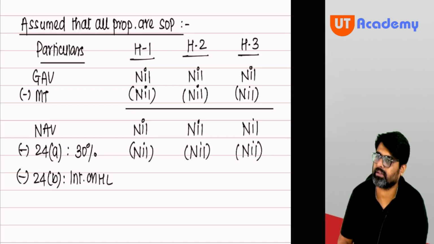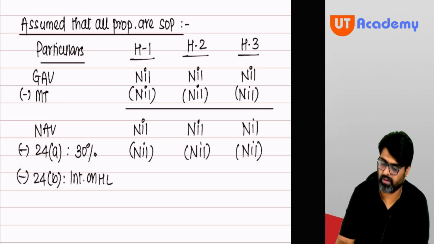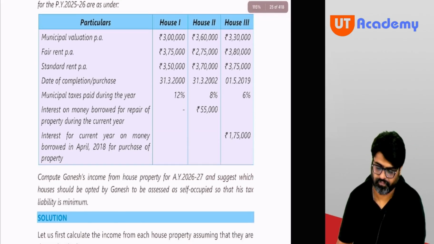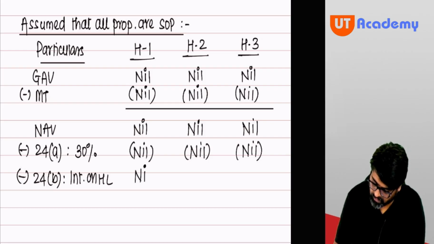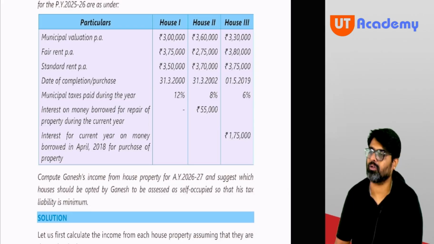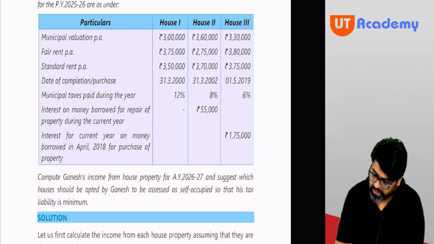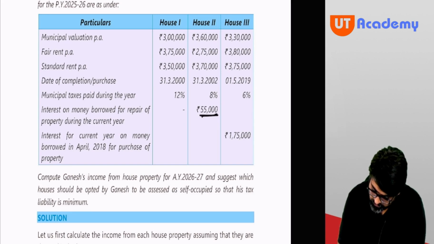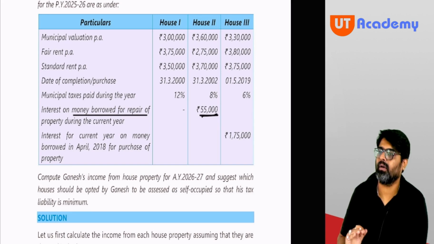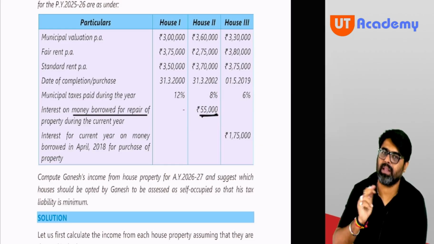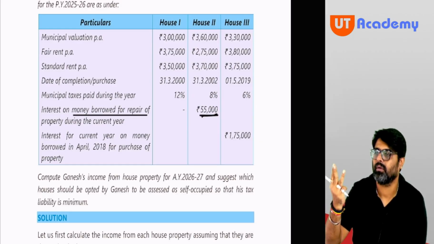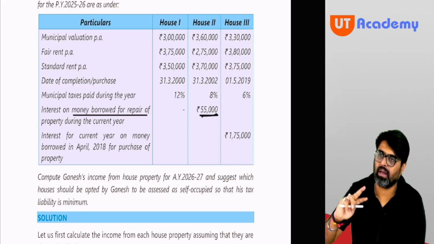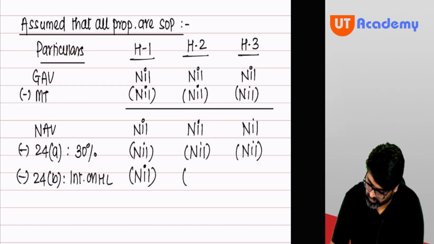Now the last thing, interest is there. Let's come to the question. Can you see house 1? Is there any interest on housing loan? If there is no interest on housing loan, so what will come here? Nil. Now let's take house 2. How much is the interest? Can I say this 55,000 is the interest on money borrowed for repairs? Whenever you take a housing loan for repairs, and you pay interest on that, that interest will be allowed subject to a maximum limit of 2 lakhs or 30,000. So can you claim the entire 55,000 or maximum 30,000? So here the interest will be 30,000.